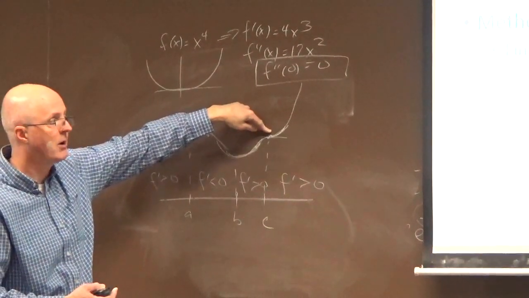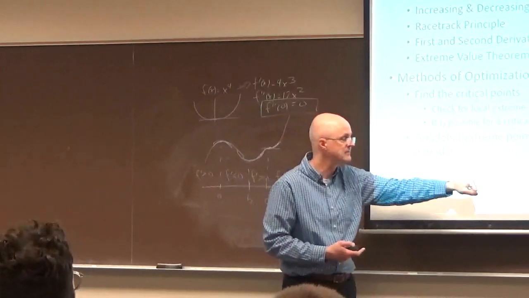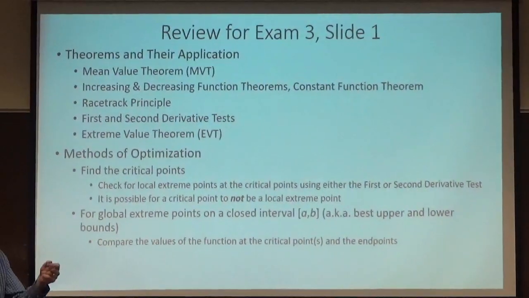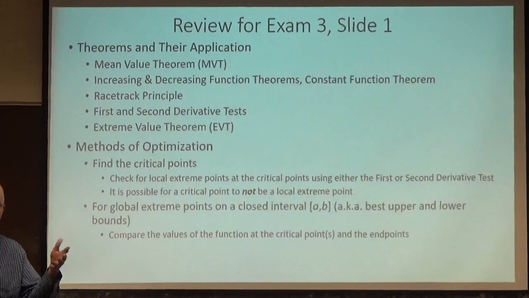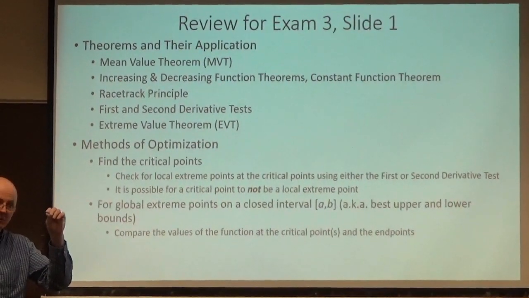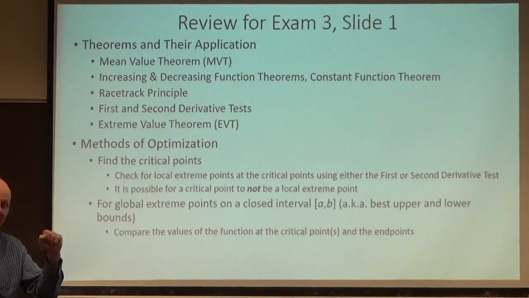For global extreme points over closed intervals, you have to also check the endpoints. Compare the values of the function at the critical points and at the endpoints. Which output is highest, which output is lowest. The output that's highest is the global max value, also called the best upper bound. The output that's the lowest is called the global min value, also called the best lower bound.